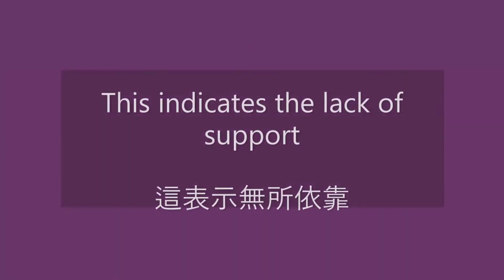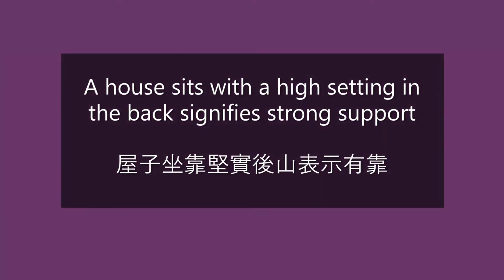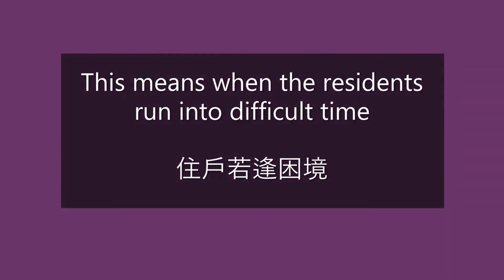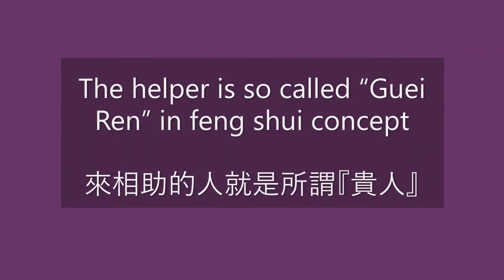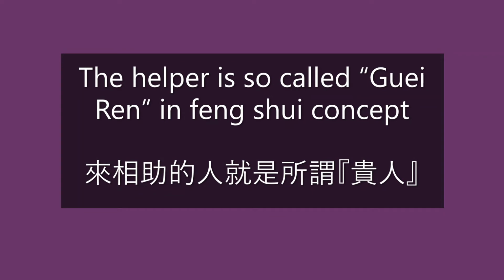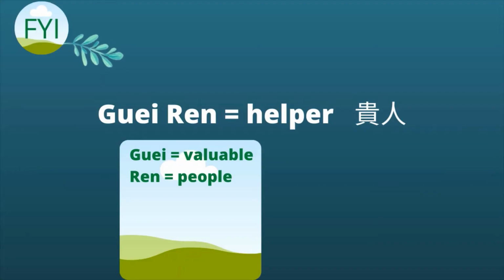What about if the back of the house is low? This indicates the lack of support. A house set with a high setting in the back signifies strong support. This means when the residents run into difficult times, there will likely be helpers coming to the rescue. The helper is so-called 贵人 in Feng Shui concept. 贵 is valuable and 人 is people.